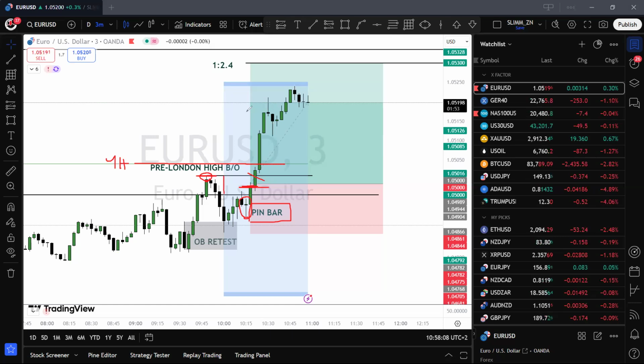After that, the price just pushed up. It almost got to TP 1.05300, but I'm actually happy with this particular trade.